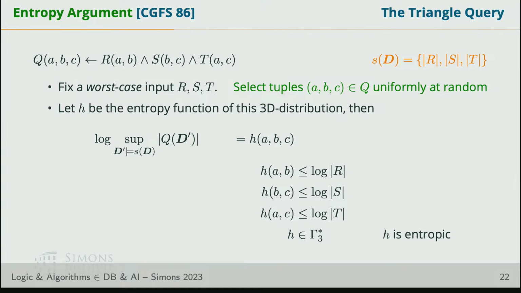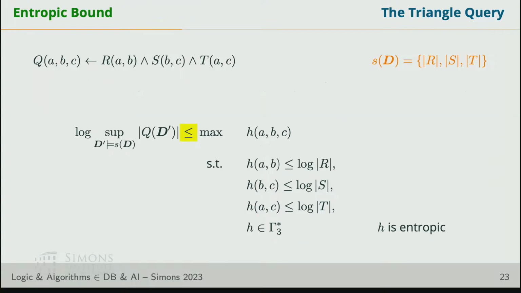Right? So in order to have an upper bound, all we do is to optimize this over all possible entropic functions. That'll be our upper bound. Right? So this will become less than or equal to the max over all possible entropic functions. Okay? So this is the entropic bound. That's the first bound in our hierarchy. We're going to go down this hierarchy.